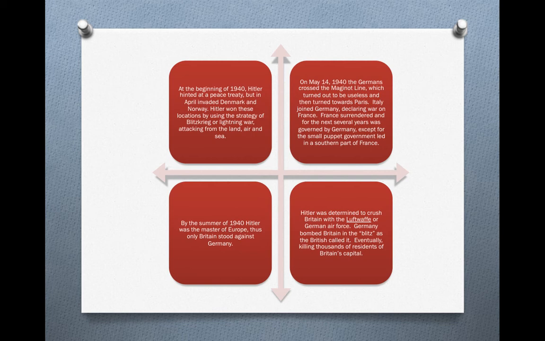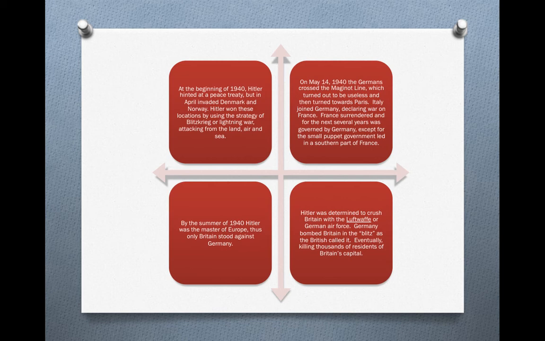Italy joined Germany, declaring war on France. France surrendered, and for the next several years was pretty much governed by Germany, except for a very small puppet government led in southern parts of France. Now, by the summer of 1940, Hitler was the master of Europe. Thus, only Great Britain stood against Germany.